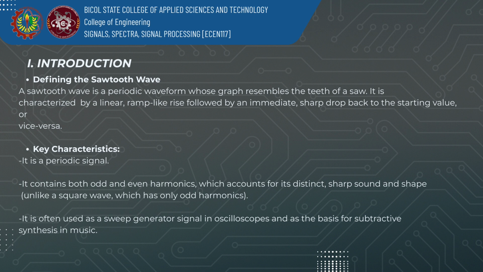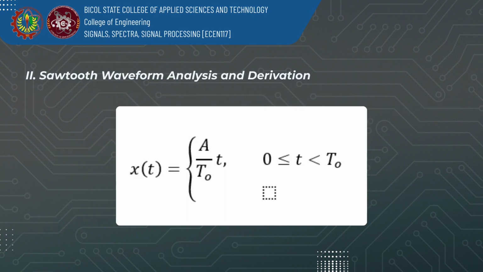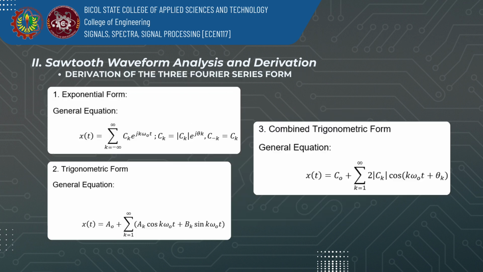So mathematically, for one period from 0 to T sub o, the signal is defined as a straight line starting from the origin. So the equation is simply x of t is equal to A over T sub o times t. So here, A is the peak amplitude and T sub o is the period. So basically, this is just the formula of a slope.